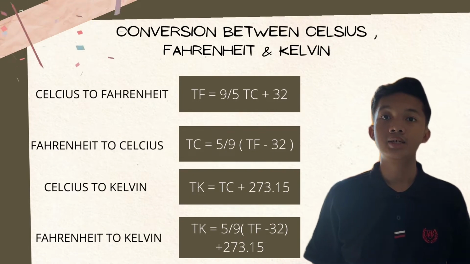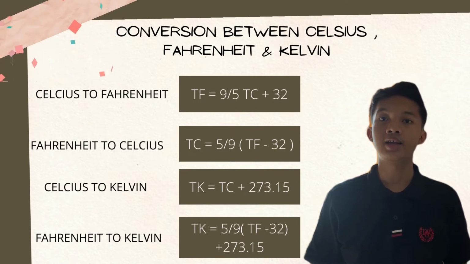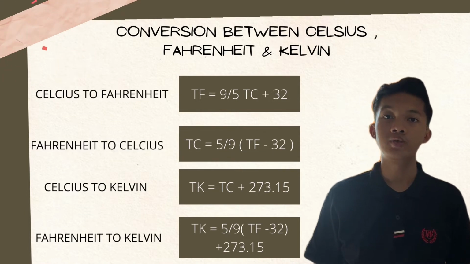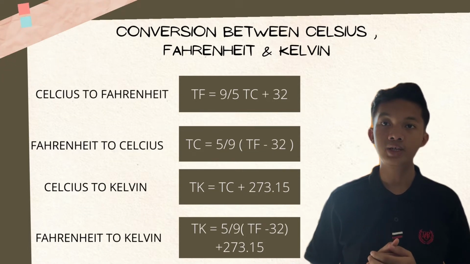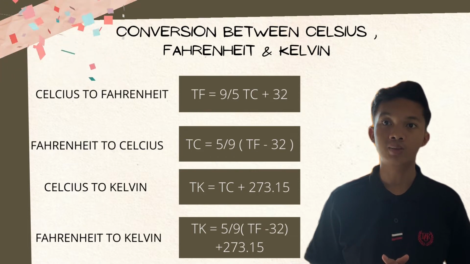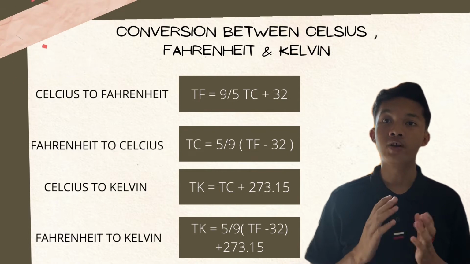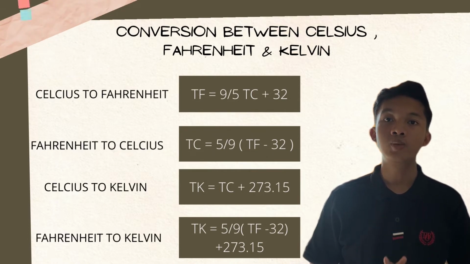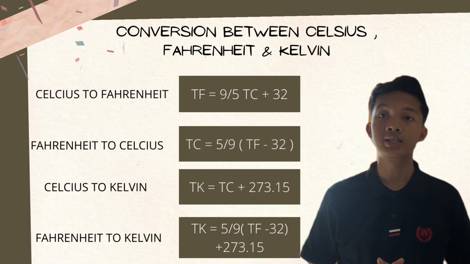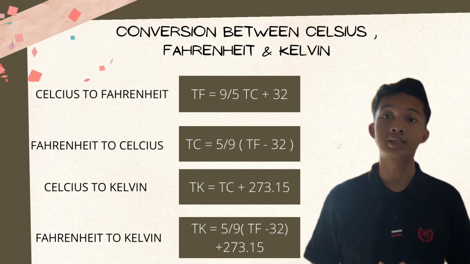So this is the conversion of units for temperature between Celsius, Fahrenheit and Kelvin. The first one is from Celsius to Fahrenheit. The formula given is temperature in Fahrenheit is equal to 9/5 times temperature in Celsius plus 32. Next is from Fahrenheit to Celsius. The formula is temperature in Celsius is equal to 5/9 in bracket temperature in Fahrenheit minus 32.